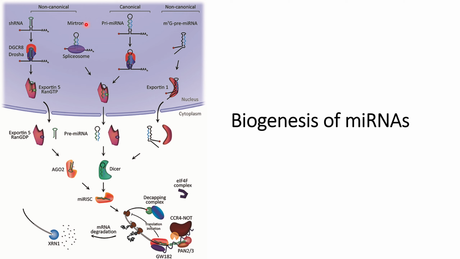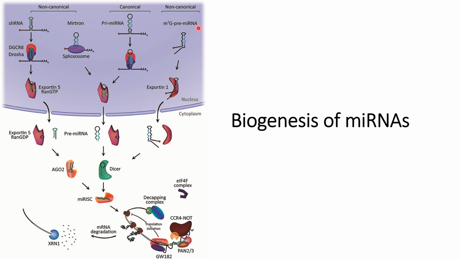In the other case, such as the mirtron non-canonical pathway, the microRNAs interact with the spliceosomes, so that the microRNA contents are exported out in a similar pathway to that followed by the canonical pathway, and in this case also the maturation occurs within the nucleus, and after that it will interact with Dicer and then form miRISC. The third non-canonical pathway is about the m7G pre-microRNAs.